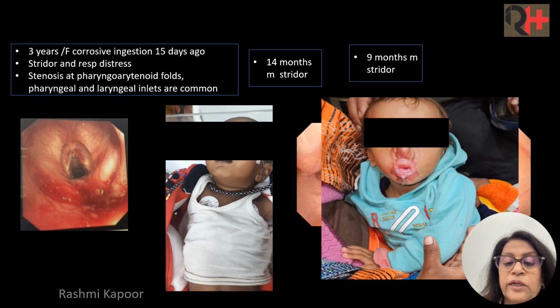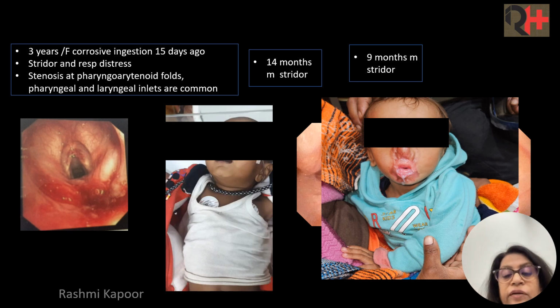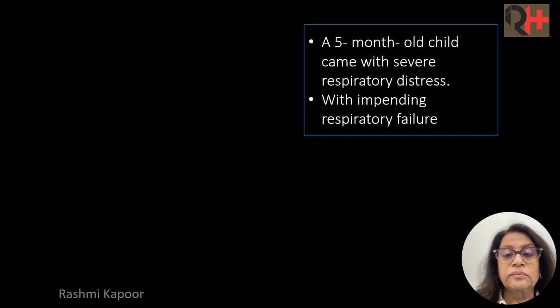Now, this was a 9-month-old child who came with severe stridor, and just imagine what had happened. This child had an upper respiratory tract infection and wheezing, for which parents gave the child steam inhalation, and this child got burnt. This was a deep burn, with the whole face burnt and the inside of the mouth burnt, and this child came with stridor. We needed to do a tracheostomy in this child. So this was a laryngeal trauma leading to stridor.